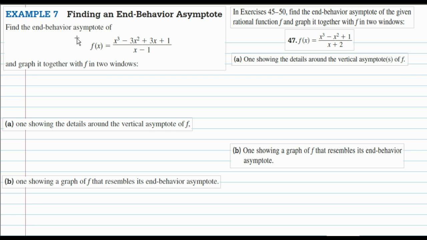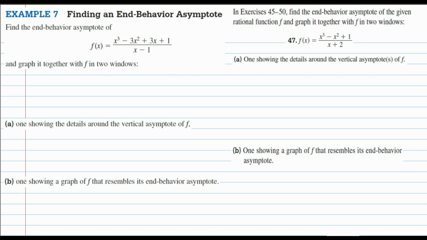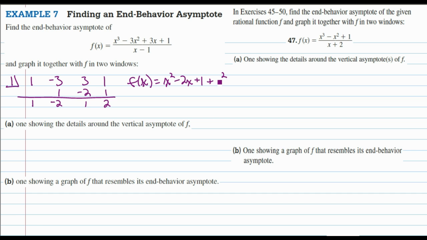It says find the end behavior asymptote of f of x and graph it together with f in 2 windows. So we're going to first find the end behavior asymptote. To find that, we have to actually do the division, and we know how to do that using synthetic division. So I'm going to plug in 1 and go through synthetic division. From the results of my synthetic division, f of x can also be written as x squared minus 2x plus 1 plus the 2 that remain to be divided by x minus 1. Therefore, my end behavior asymptote will be the quotient of that function, x squared minus 2x plus 1.